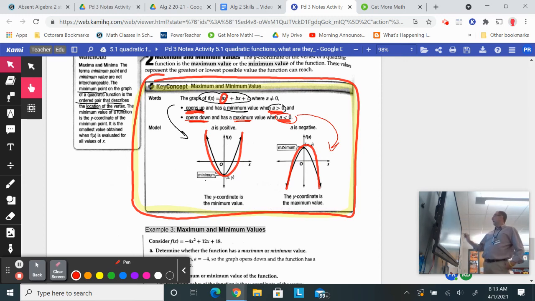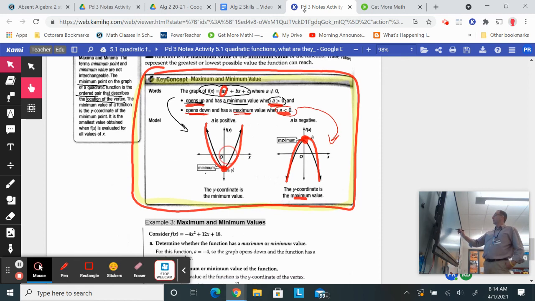And if it opens down, the value for y is a maximum because it doesn't go any higher. That's the highest y value that could be. All the other y's are less than that. If it opened up, the y value here for the vertex is a minimum value because all the other y's are going to be greater. They're going to be up above.